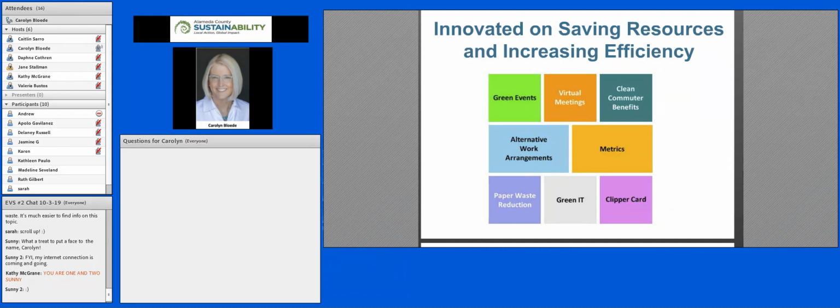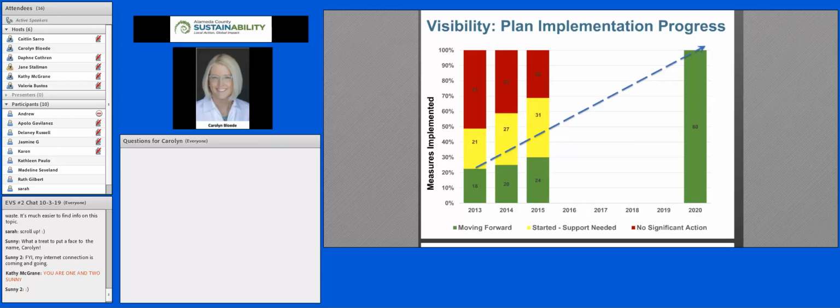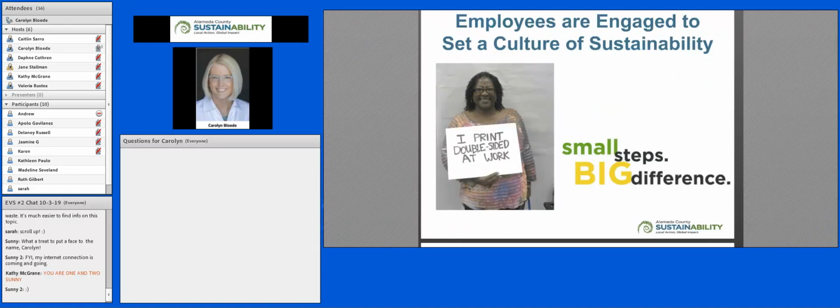So those teams innovated on saving resources and increasing efficiency while also reducing our carbon footprints. And you can see here some of the areas that they worked on. We also had the teams come together with the executive committee quarterly to give an update. My team provided visibility on tracking the progress of the plan. So we used a lot of really simple to understand graphics.